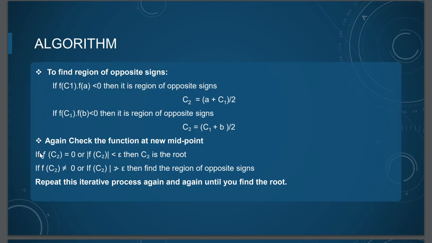Then again, we find the function value at c2, that is, f(c2) = 0, or the modulus of f(c2) is less than epsilon naught, which means c2 is the root. If not, then we find the next region of the opposite sign. We repeat this process, and after iterations we find the root. We iterate until f(c2) is equal to 0 or the modulus of f(c2) is less than epsilon naught.